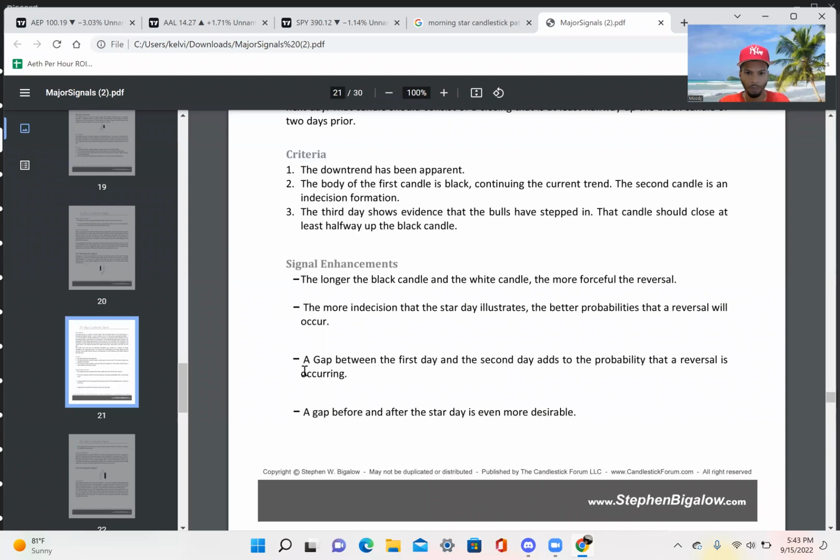So always remember that a gap between the first day and the second day adds to the probability that the reversal is occurring. A gap before and after the star day is even more desirable, right? It's just letting you know, more confirmation on what you're looking for, right?